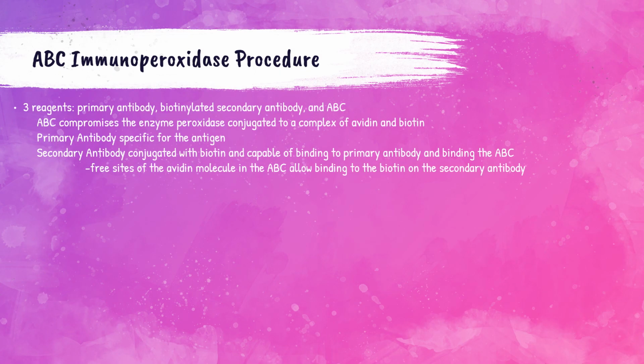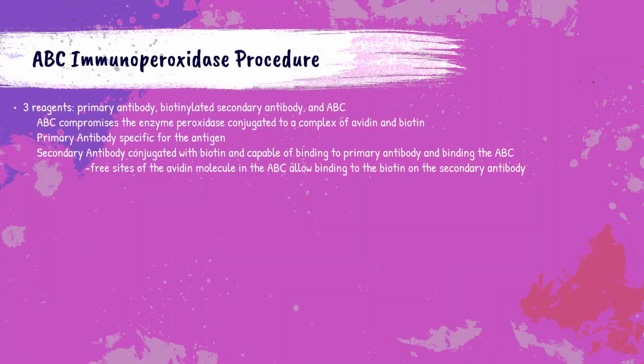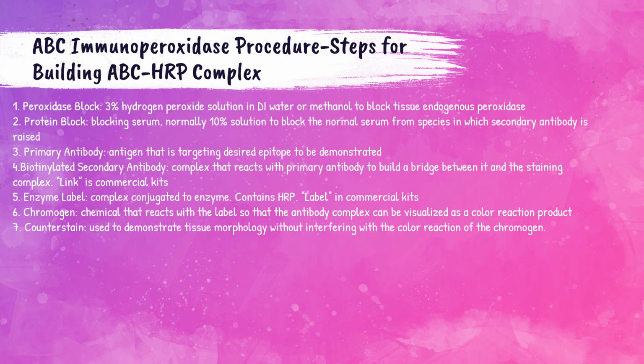So again, there are 3 reagents needed for this procedure: the primary antibody, the biotinylated secondary antibody, and the ABC complex. I discussed this already on the previous slide, so the information here doesn't need to be repeated. There are 2 parts to this procedure: the building of an ABC-HRP complex and the actual procedure. So the following steps are necessary to build the ABC-HRP complex.